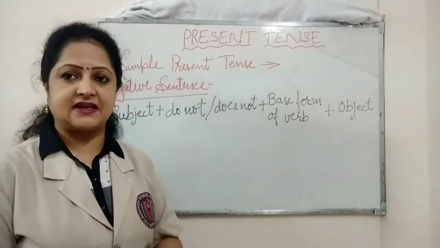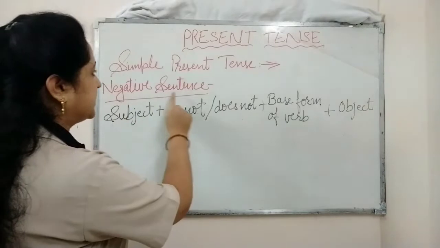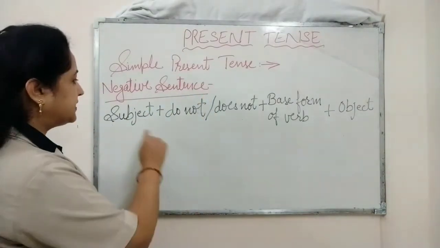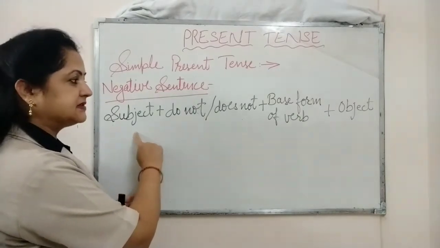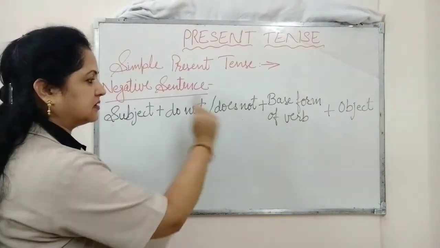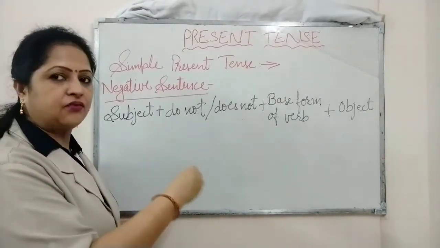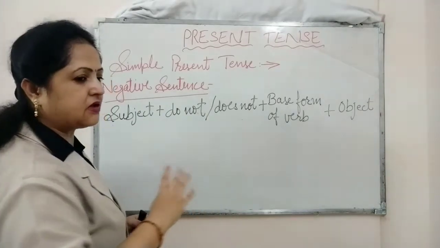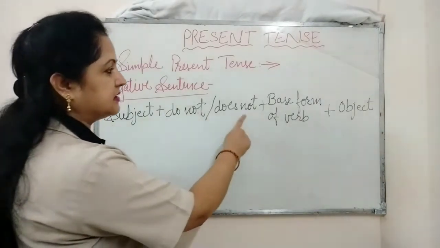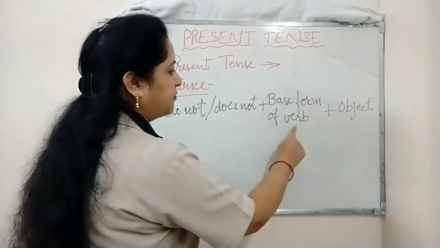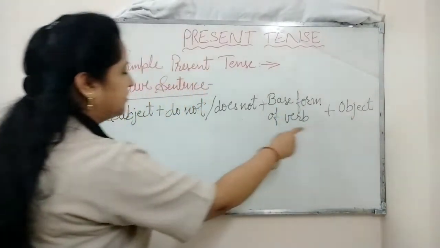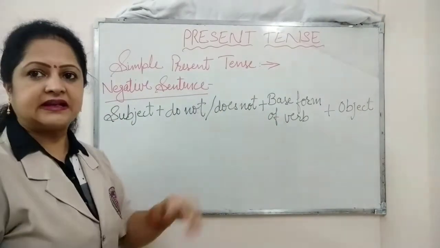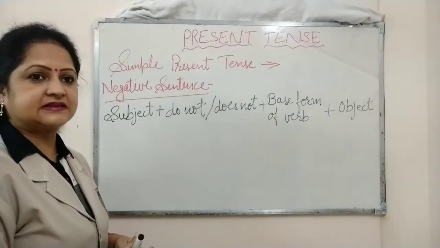Simple present tense in case of negative sentences. In case of negative sentences, we write subject plus do not or does not. In case of I, you and plural numbers, we write do not. In case of he, she, it or singular numbers, we write does not. Then base form of verb and then object. So we make the sentence by using this.